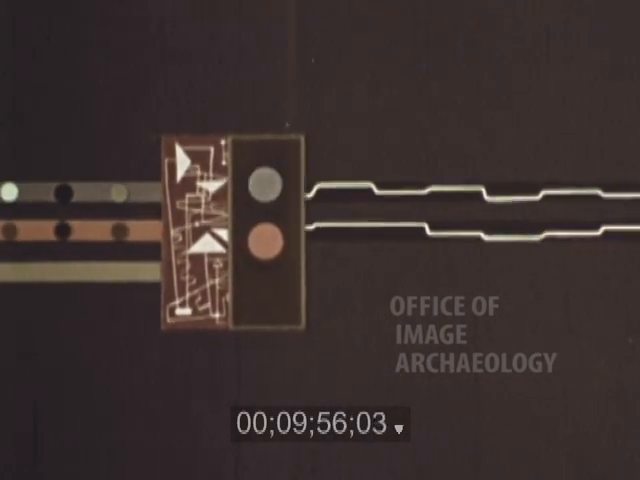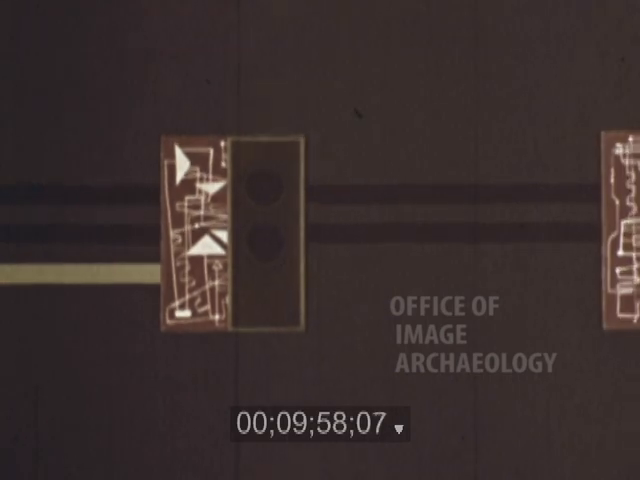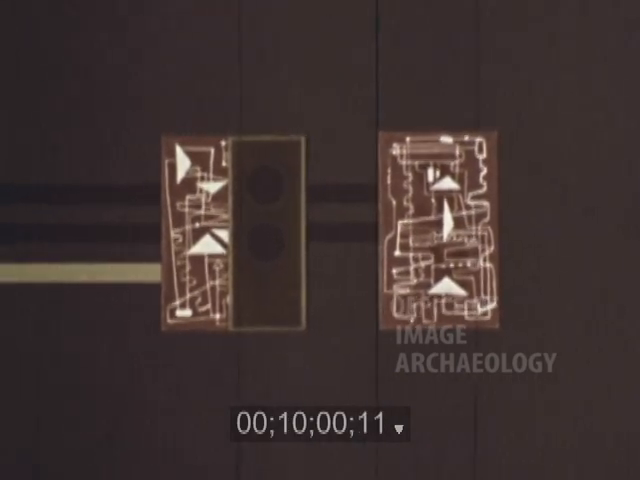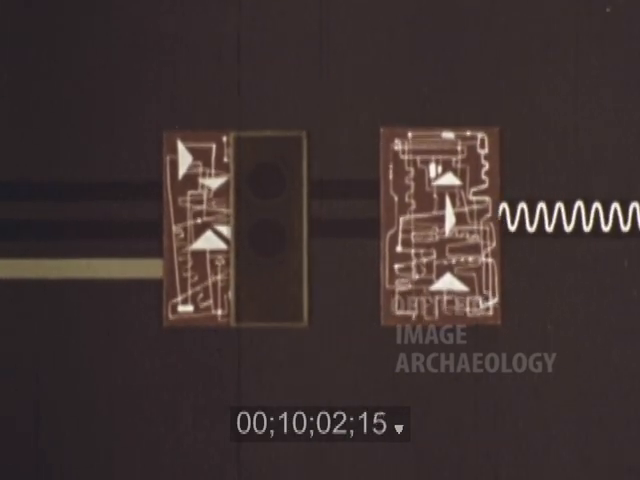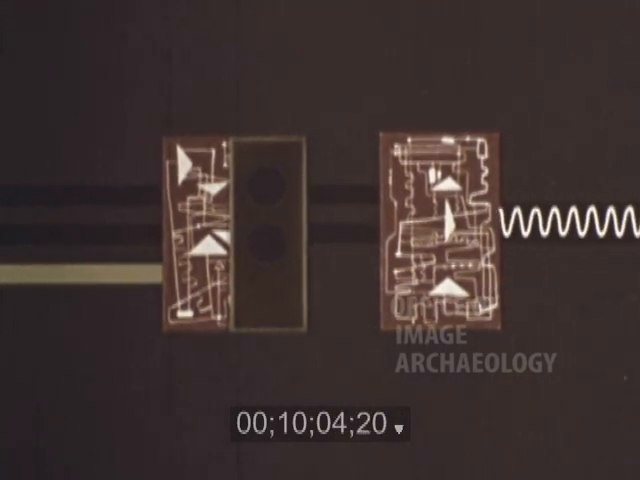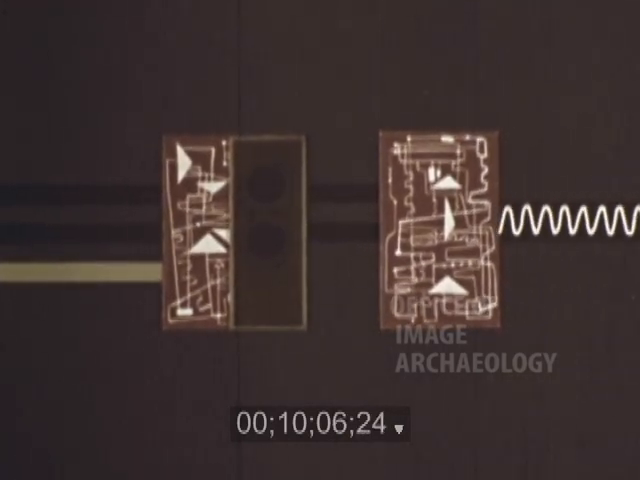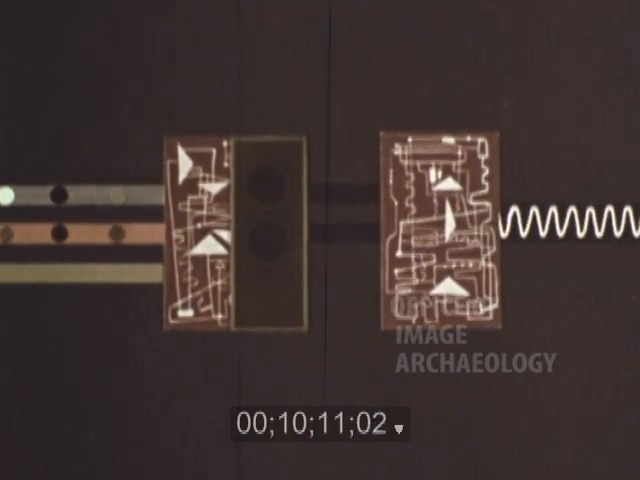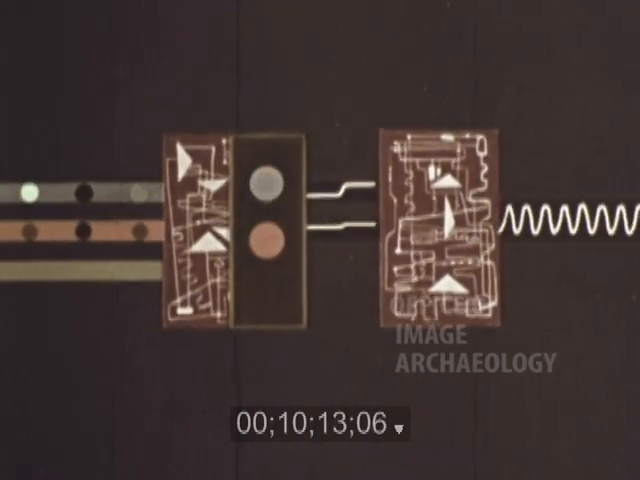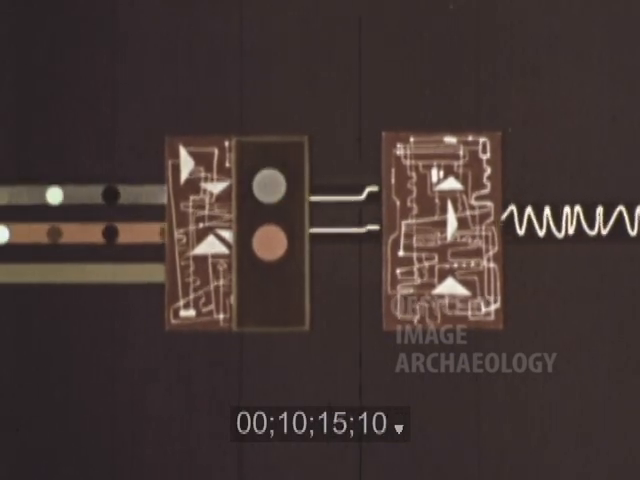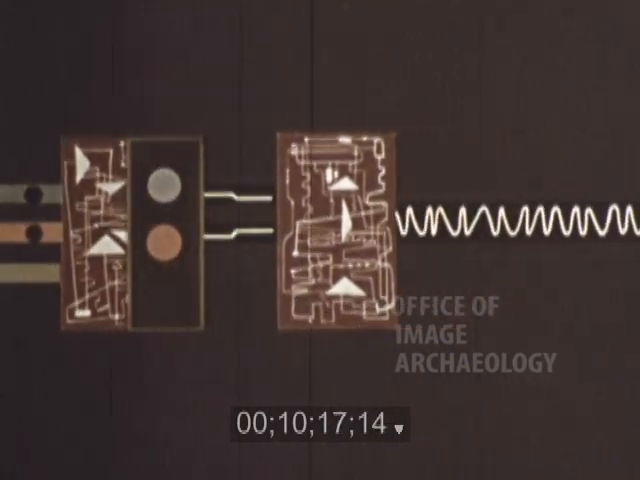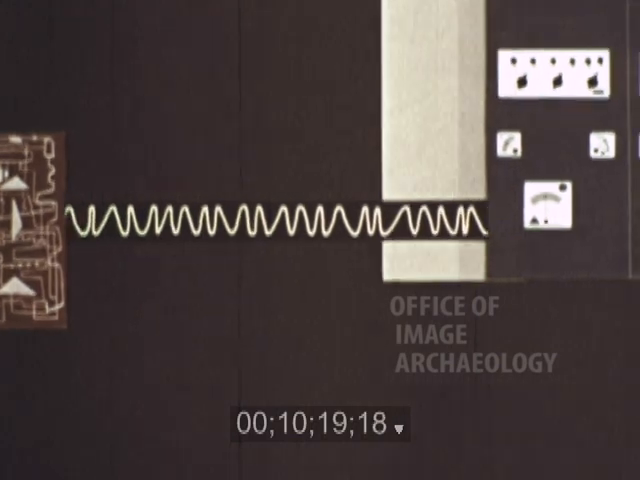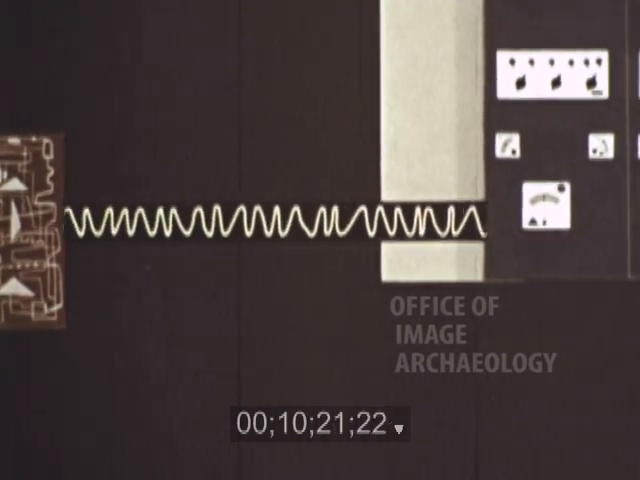In order to transmit the color information, a sine wave oscillator is used to produce a sub-carrier signal, and this is modulated with the color information. This modulation process is represented here in a simplified manner, the technical details being beyond the scope of this film. The modulation of the subcarrier gives us the required independent color signal.